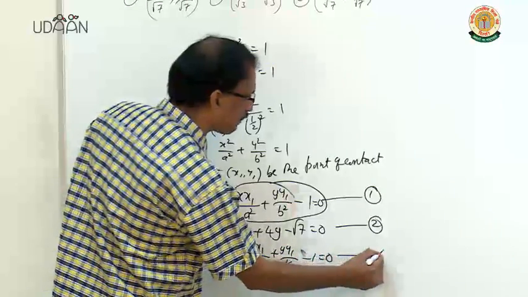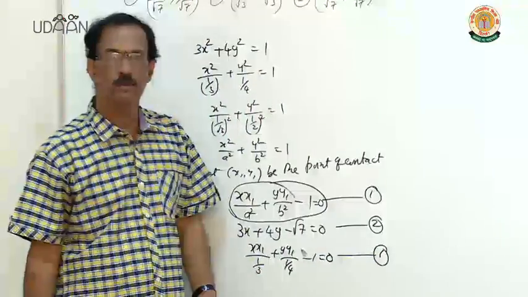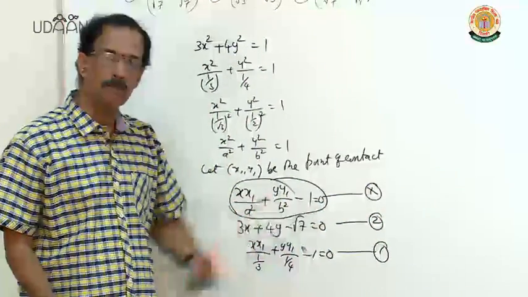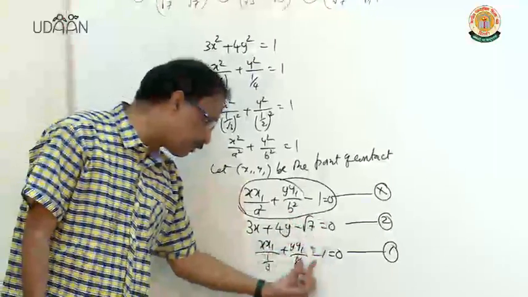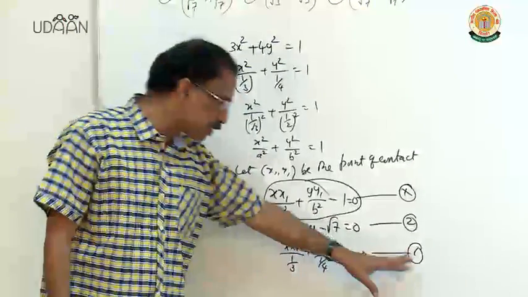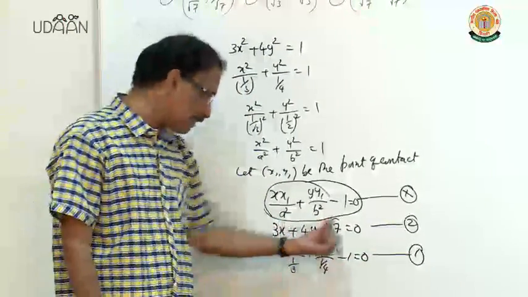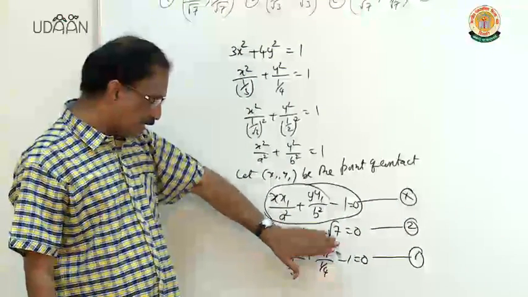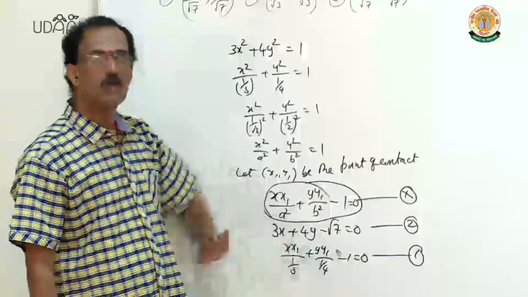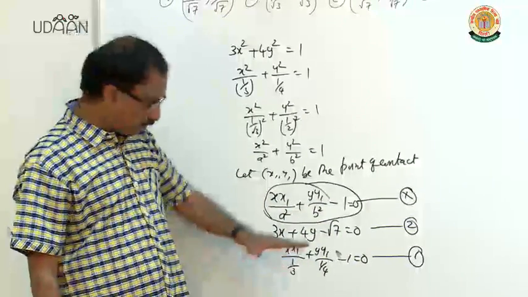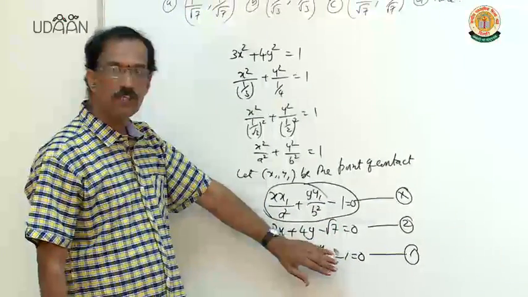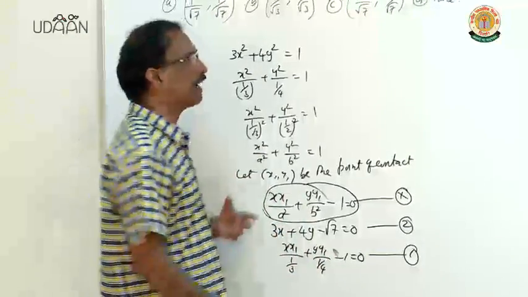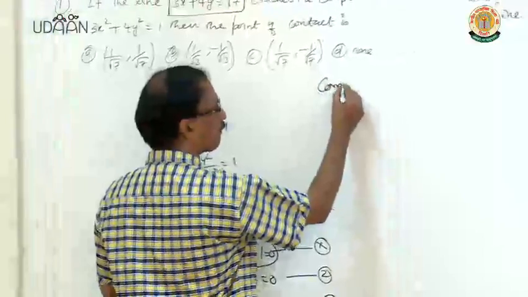Take this as the first equation because it is in the general format. So now we have these two equations, this is your first equation and this is your second equation. Both are equations of a tangent, so they should be the same. So, let us compare.